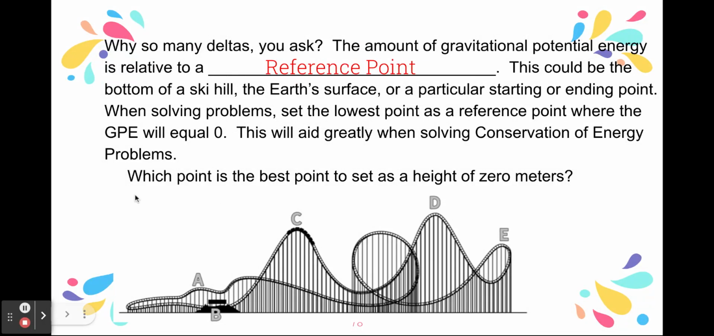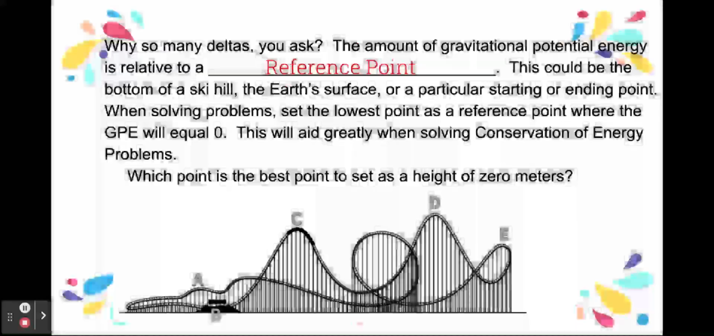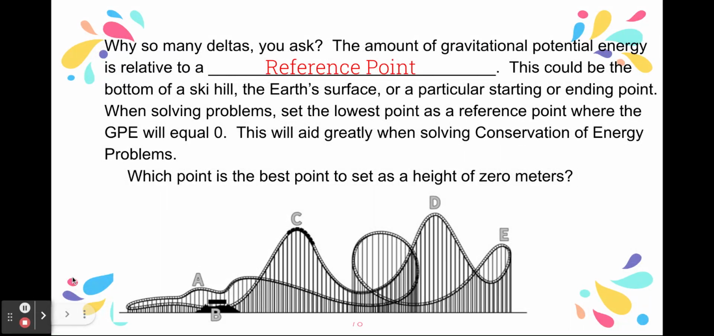Why are there so many deltas? We see these deltas here. Those are the triangles. The amount of gravitational potential energy is relative to a reference point. This could be the bottom of a ski hill, the Earth's surface, or a particular starting and ending point. When solving problems, set the lowest point as a reference where the GPE will equal 0. This will aid greatly when we get to conservation of energy problems.